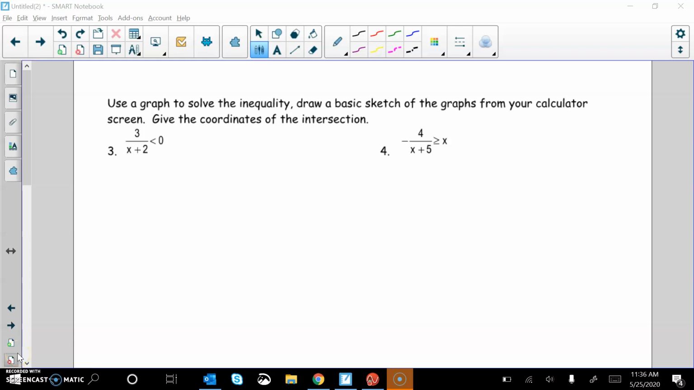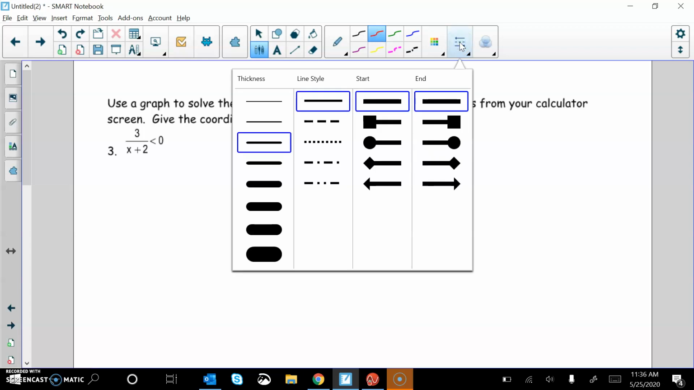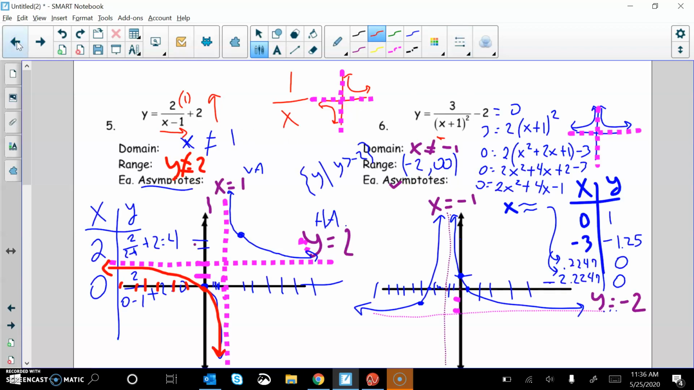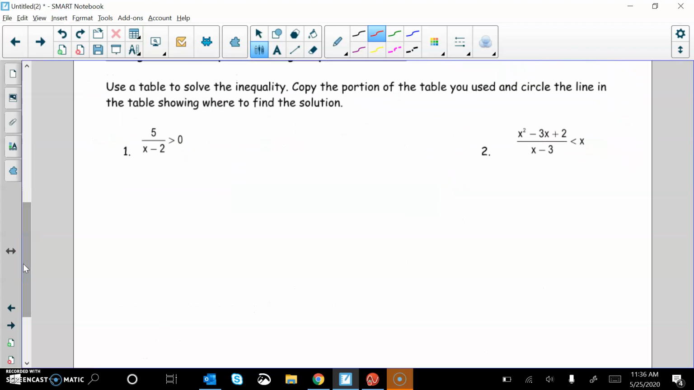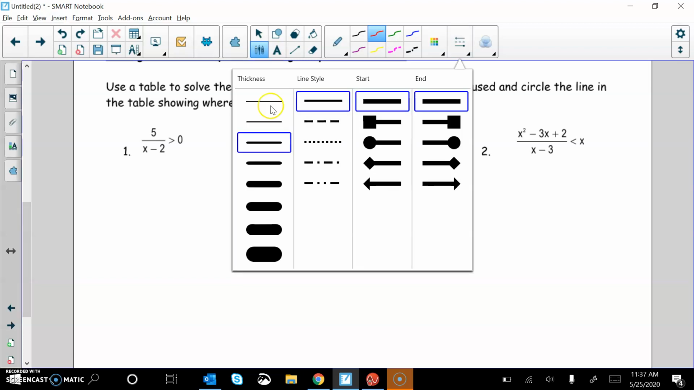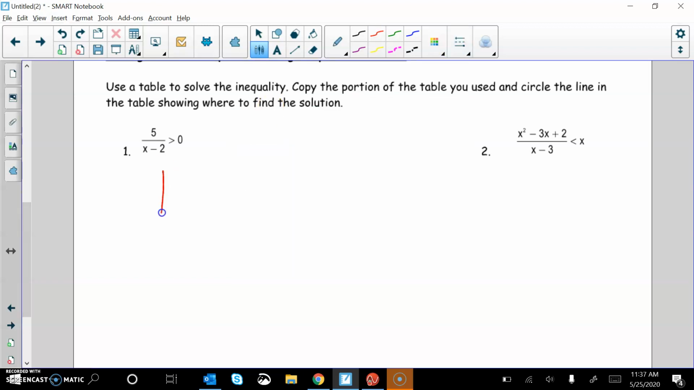Alright, solving inequalities. Number 1, I'm sorry. Solving inequalities. I'm going to go ahead and graph this one real quick, and then we'll deal with this algebraically. So once again, 1 over x does that.